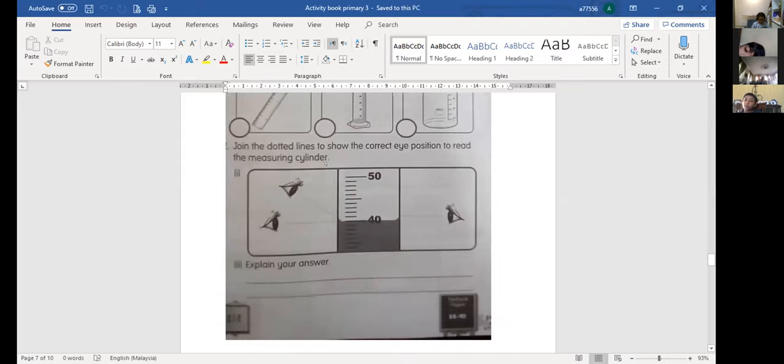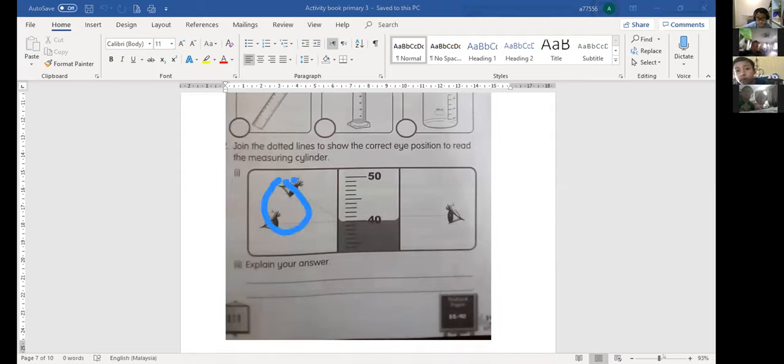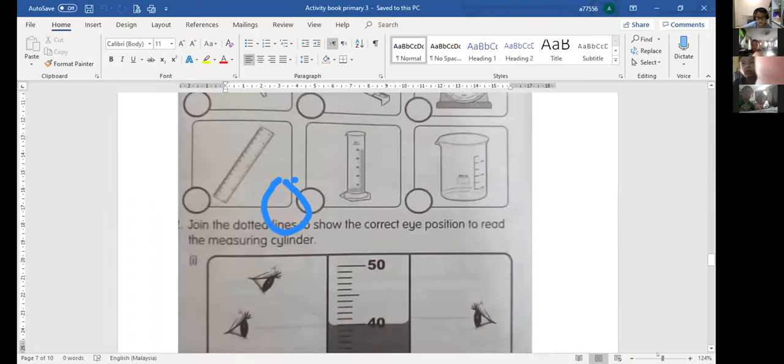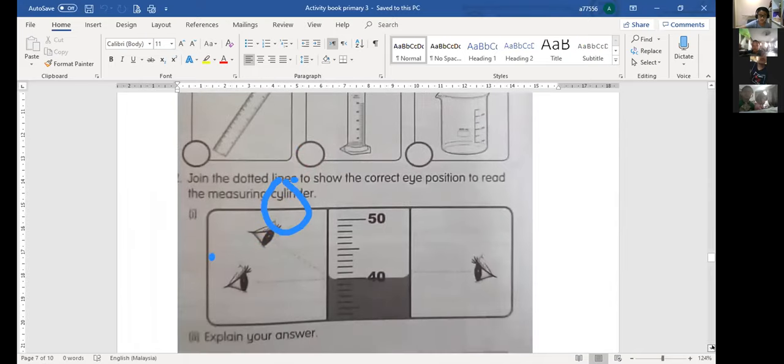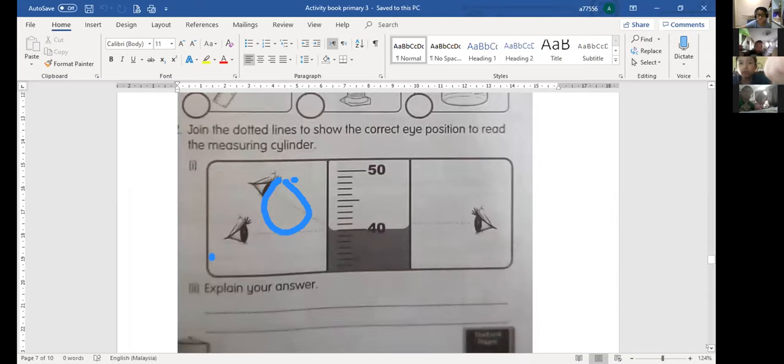Join the dotted line to show the correct eye position to read the measuring cylinder. Position mata yang mana yang betul? Akif Case, give me your answer. Yang mana satu? Teacher nak awak lukis, Akif Case. Cuba lukis dekat mana yang betul, mata yang mana? Mata yang atas ke, yang tengah ke, yang belah bawah ni? Cuba tunjuk pakai awak punya mouse. Okay, teacher besarkan. Sekejap. Cuba lagi sekali. Lukis. Okay, good.